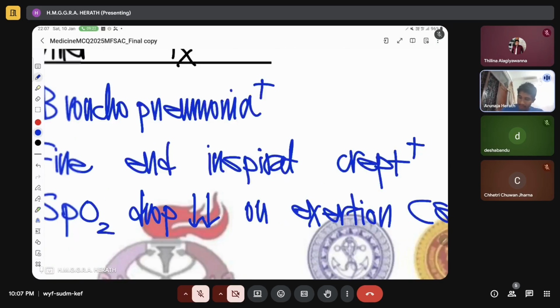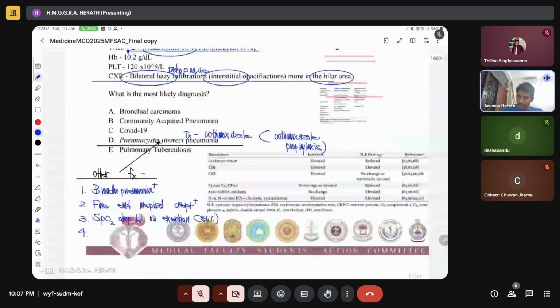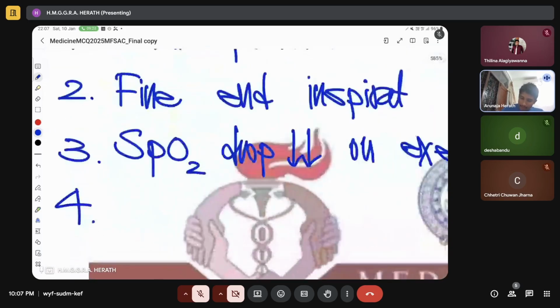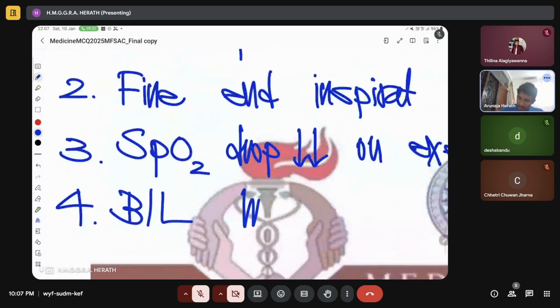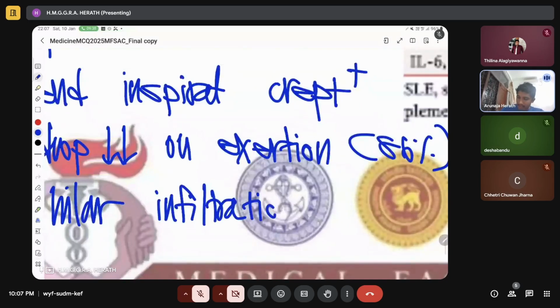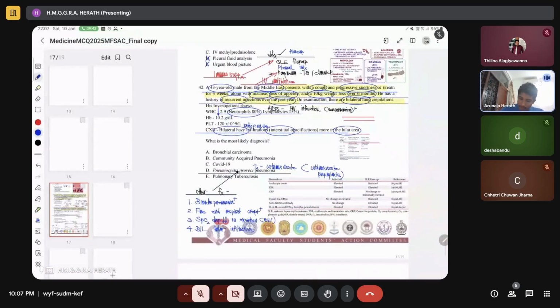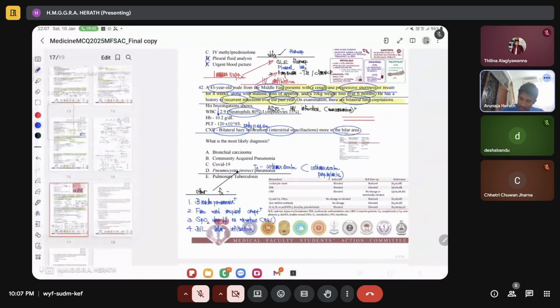And then the fourth feature of pneumocystis jirovecii pneumonia is these patients will have bilateral hilar infiltration. Okay. We need to know these because pneumocystis jirovecii keeps coming up, and they will sometimes ask something different this time. Okay. And I will also teach you a bit about AIDS because that also can be asked.